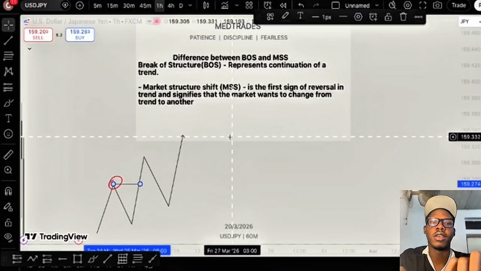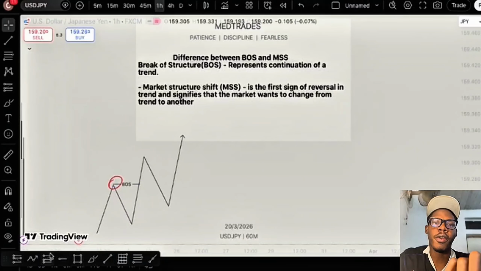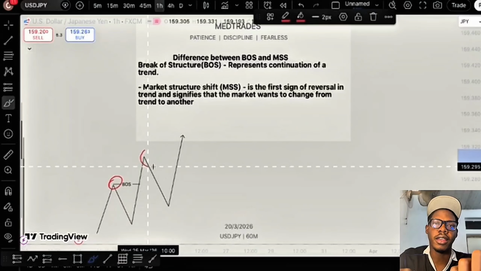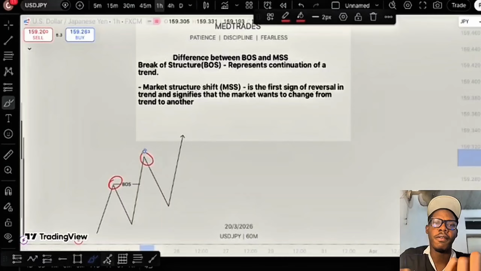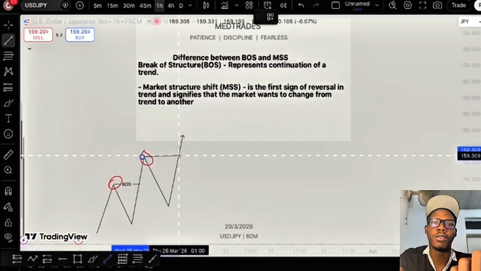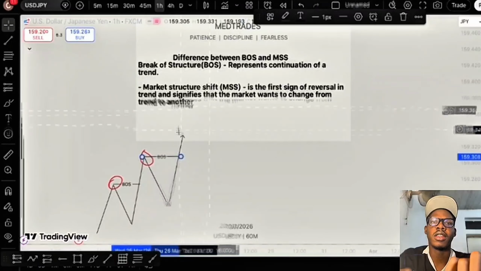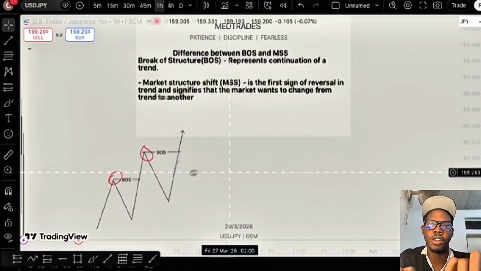You can see when price clears out another higher high right here, it forms a break of structure. Can you see? Now the same thing goes for a downtrend too.